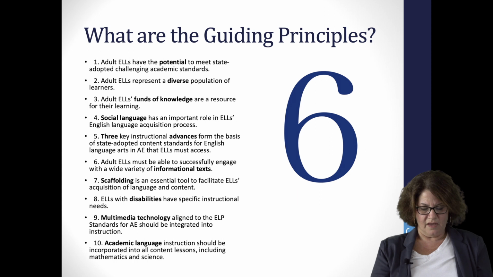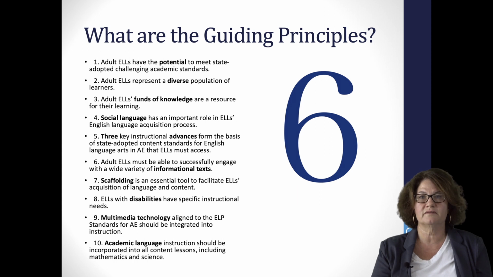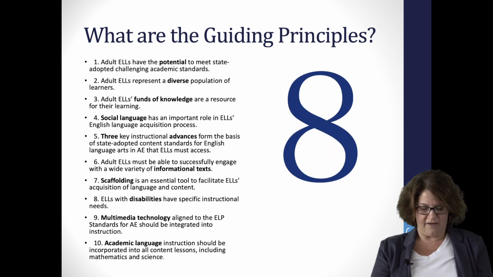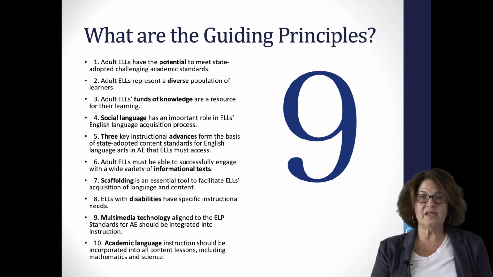Number 6, adult ELLs must be able to engage successfully with a wide variety of informational texts. Number 7, scaffolding is an essential tool to facilitate ELL's acquisition of language and content. ELLs with disabilities have specific instructional needs. Multimedia technology, aligned with the ELP standards for adult education, should be integrated into instruction.